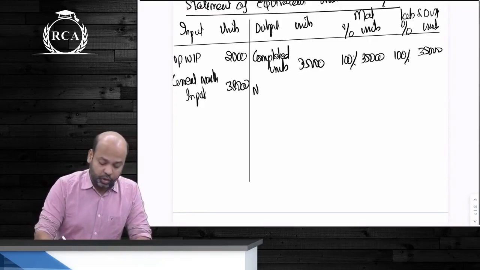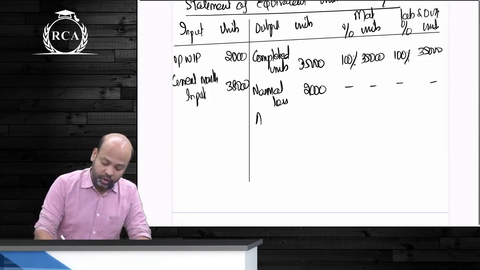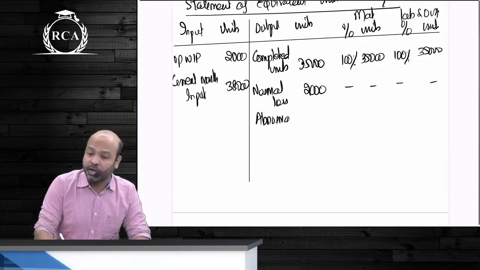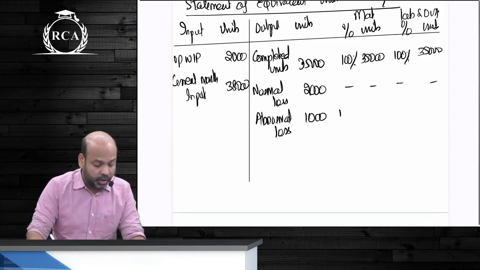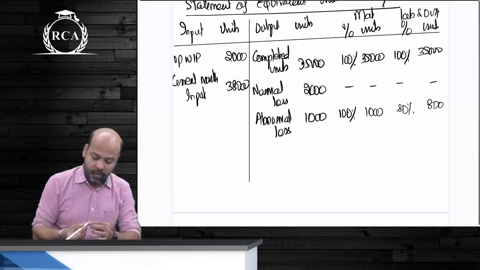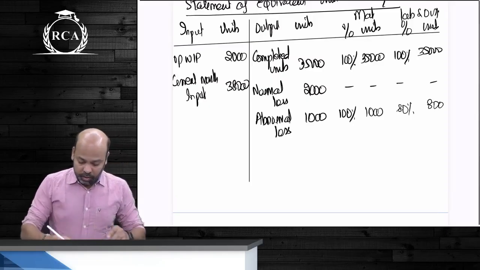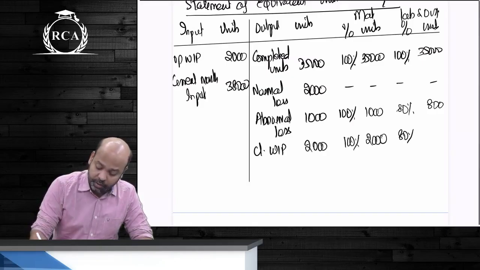Then beta, you will take normal loss. How many units are normal loss? 2,000 units. What degree of completion to take? 0%. For abnormal loss, you should take the degree of completion that is given in the question, guys. How much is the degree of completion for abnormal loss? 100% for material, guys, and 80% for labor and overheads. Closing work in progress, beta, how many units? 2,000 units, 100% for material, guys, and 80% for labor and overheads.